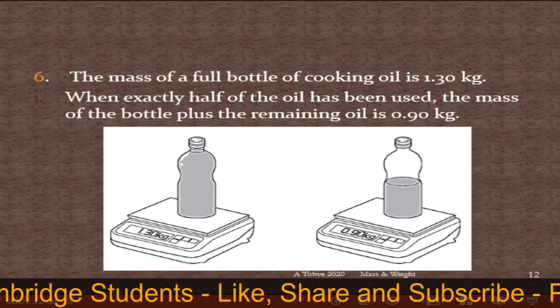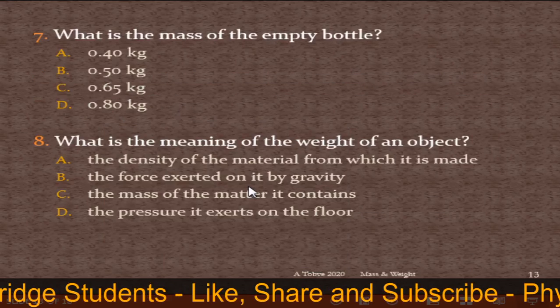Number 8, what is the meaning of the weight of an object? The weight of the object is the force of gravity acting on it. So I think the most suitable one would be B there.